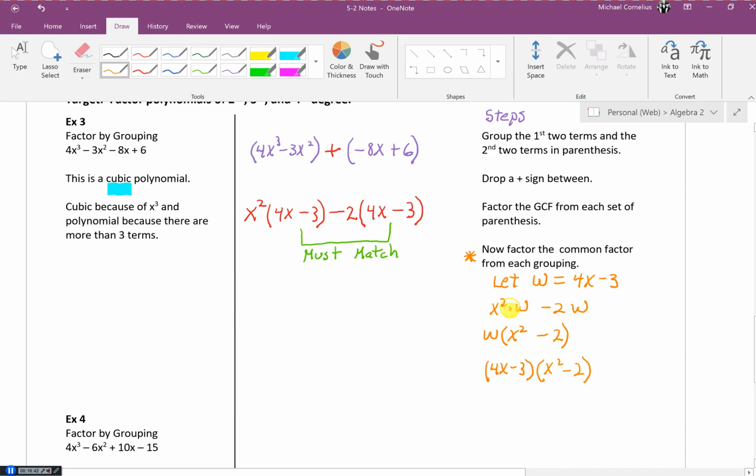Now, there's an easier way to do this. You don't have to do this little w substitution here. So I'm going to come back over to my problem, and I'm going to highlight this piece, and I'm going to highlight this piece. This is x squared times 4x minus 3, and negative 2 times 4x minus 3. These guys here are my common factor.